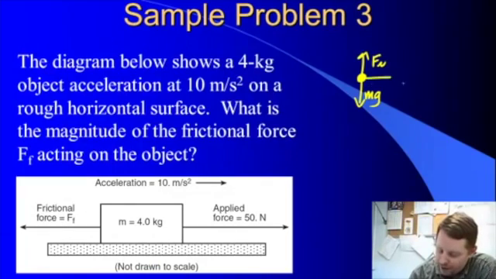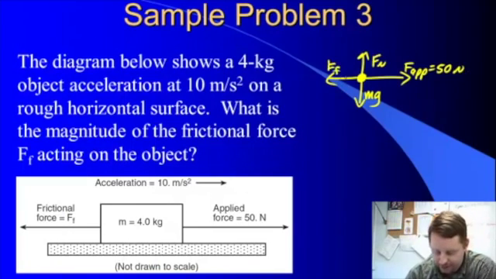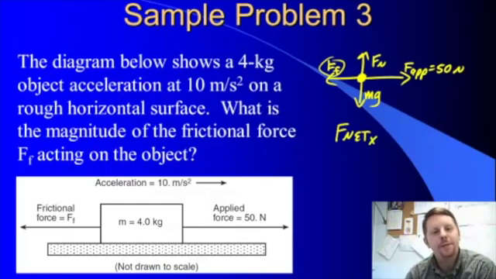We have an applied force to the right of 50 newtons, and we have a frictional force to the left. Now, our next step, let's use Newton's second law to figure out what's going on here. Since we want the frictional force, that's in the x direction, so let's start by writing Newton's second law for just the x direction. The net force, or the sum of all forces in the x direction, is equal to the object's mass times its acceleration in the x direction.